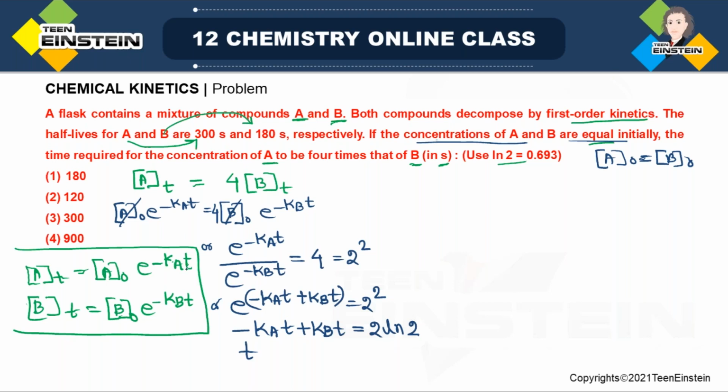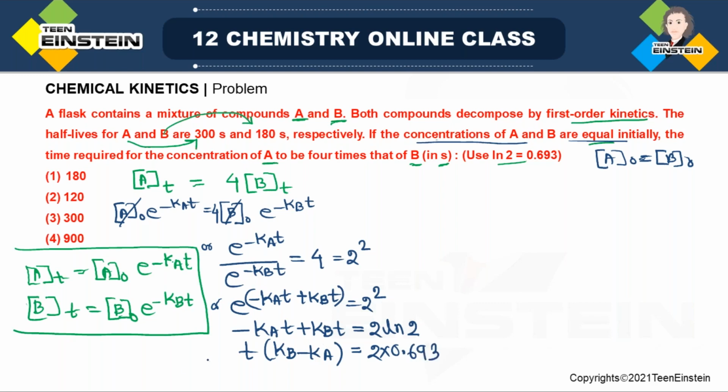because it is the time at which the concentration of A is 4 times the concentration of B. This is Kb minus Ka, and this side it is 2 into 0.693.